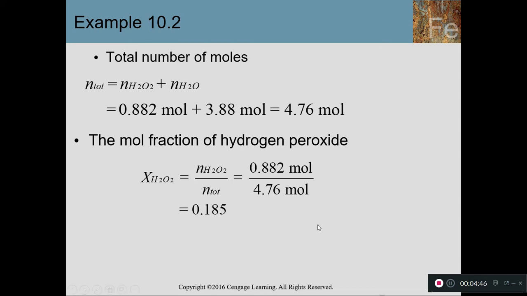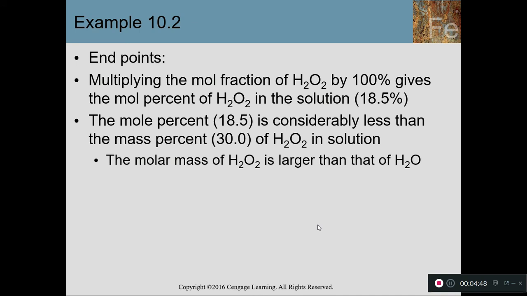Pretty low, but one of the things to realize is if you think in terms of mole fraction percent, which is another calculated value called mole percent, this stuff is 18.5% of the number of moles is hydrogen peroxide.